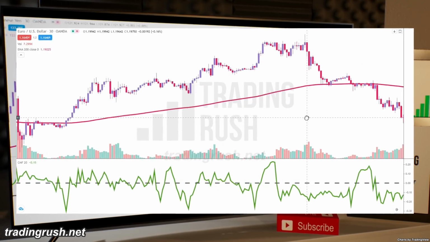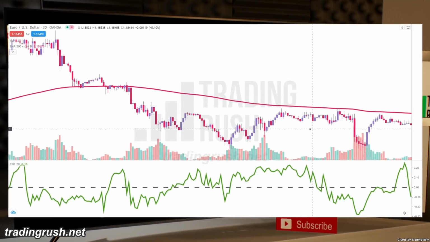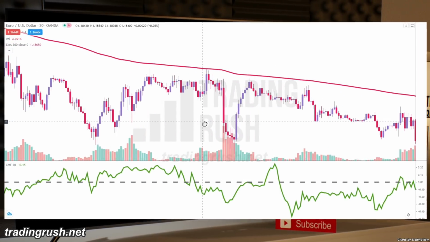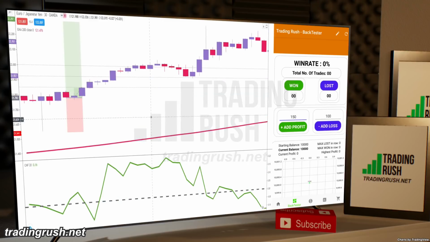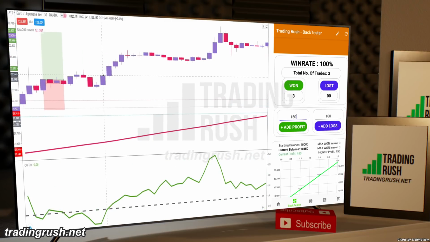Now anyone can show a few winning trades, but will the Chaikin Money Flow work in the long run? Can you make money with it? To find out, I tested the Chaikin Money Flow trading strategy 100 times, and here's what happened.